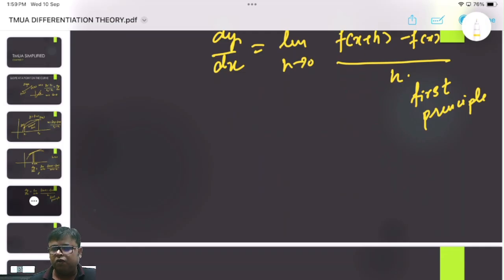So, what they test you on is the process after that, and that is finding different derivatives and optimizing, or sketching a curve. All those kinds of things are what is tested in TMUA. So, let's move on to that.